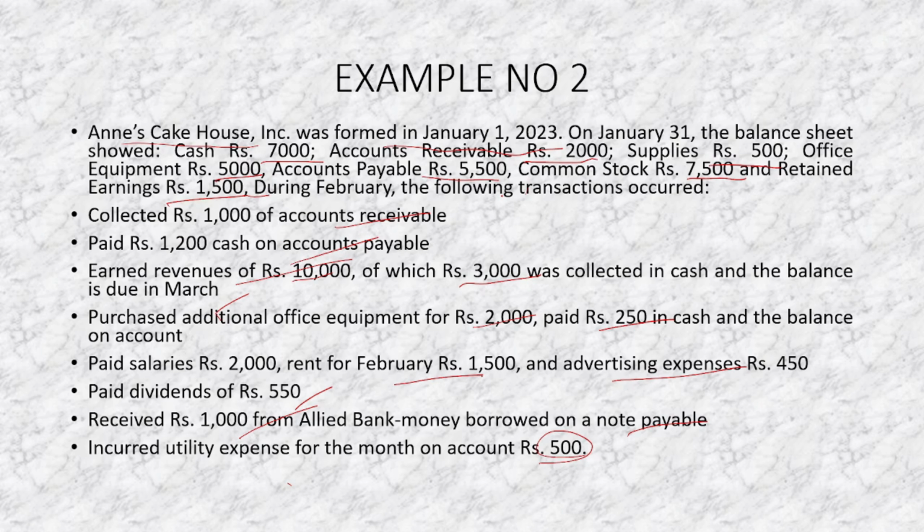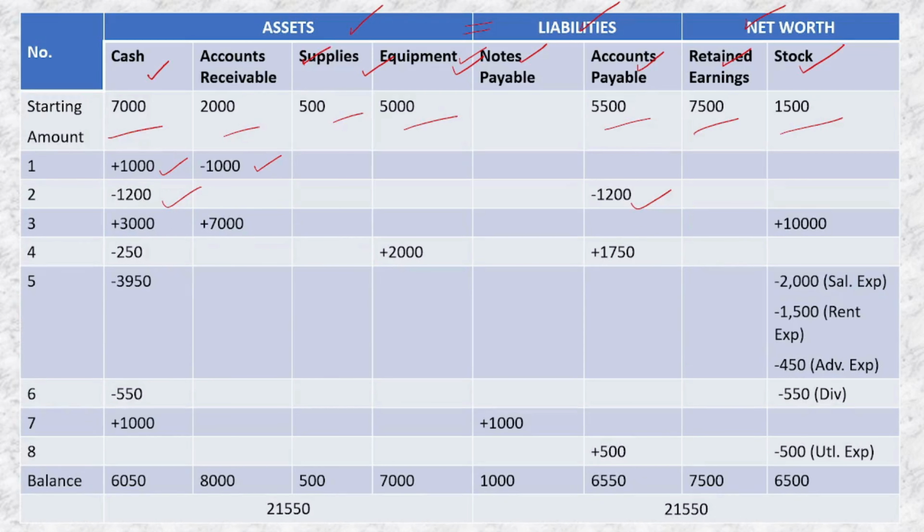Now, next question. Earned revenues of rupees 10,000, of which 3,000 was collected in cash and the balance was due in March. So here we can see that we have added stock of 10,000. Here cash is a 3,000 addition and accounts receivable is also a 3,000 addition.